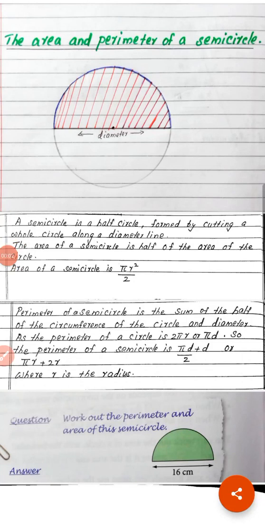Good morning, children. Today we are going to learn how to find the area and perimeter of a semicircle.